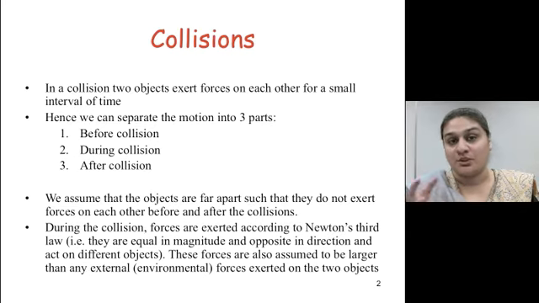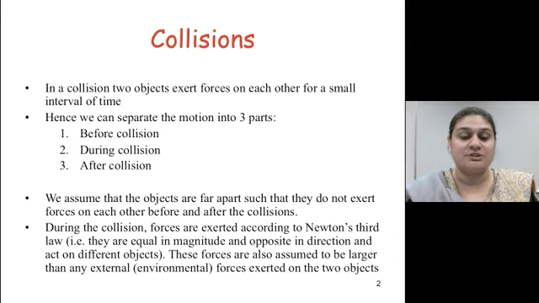In order to define what these three sections are, we assume that the objects are far apart in such a way that they don't exert forces on each other before and after the collision. During the collision, the forces are exerted according to Newton's third law. They are equal in magnitude and opposite in direction, and they act on two different objects. These forces are also assumed to be larger than any external environmental forces that are acting during that time.